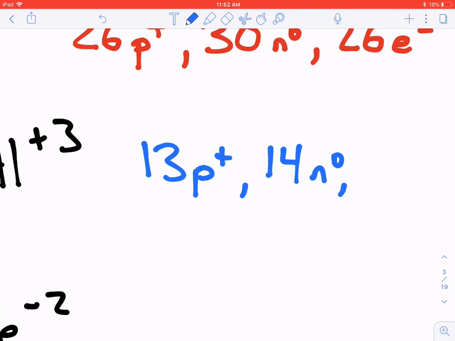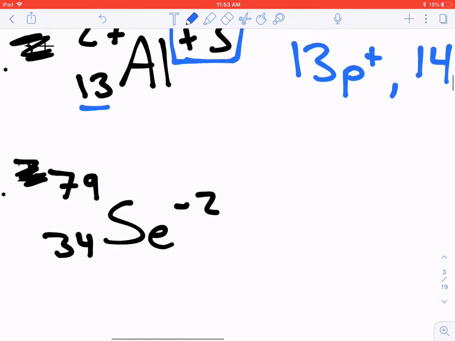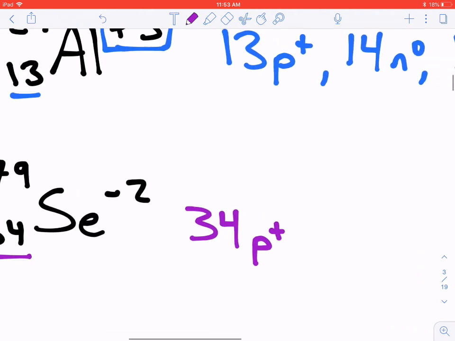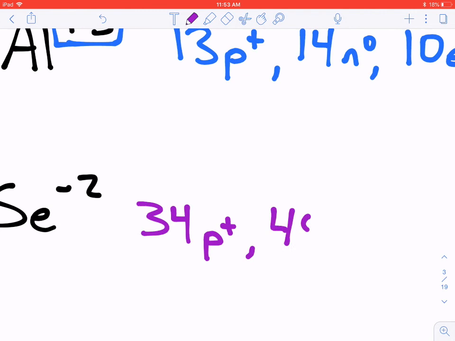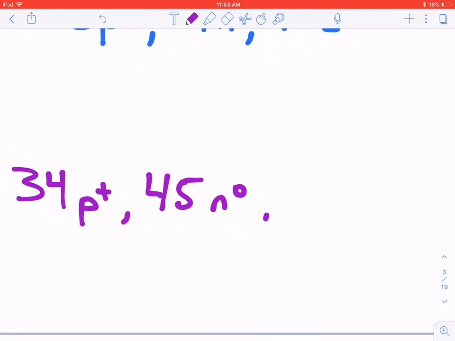And then we have 3 extra positive things. So if we have 3 extra positive things and you have 13 protons, that means you have 10 electrons to give you 3 extra positives. And finally, down here on selenium, we have 34 as our atomic number, so we have 34 protons. It's not 79 neutrons, it's 79 minus 34, so that's going to be 45 neutrons. You'll notice we have a -2 charge, that means we have 2 extra negative things. If we have 34 positive things, we must have 36 negative things.